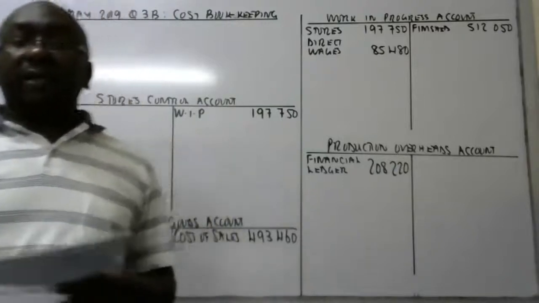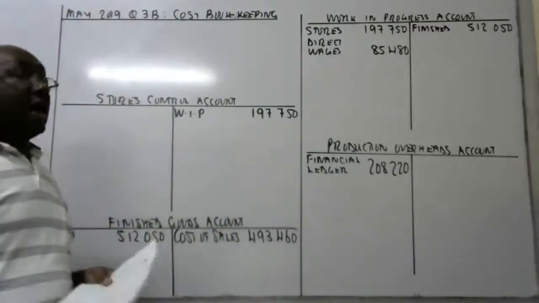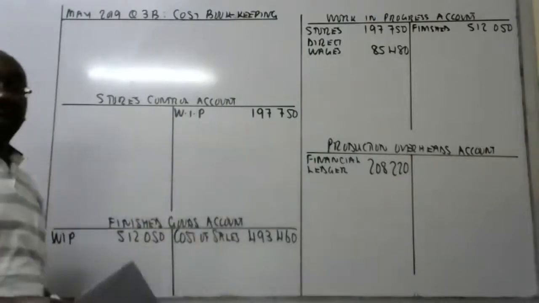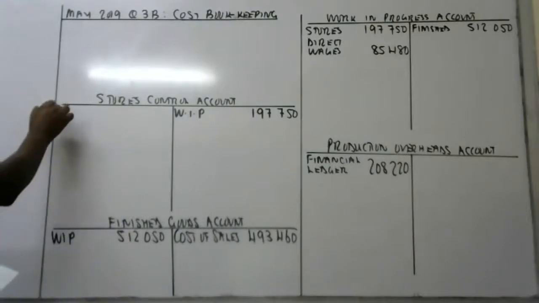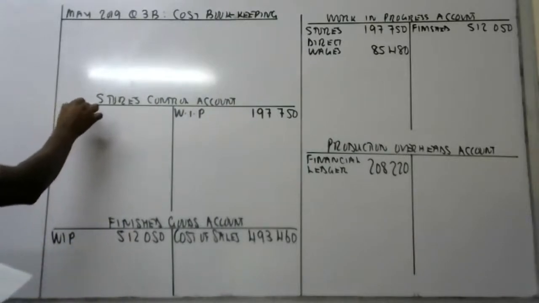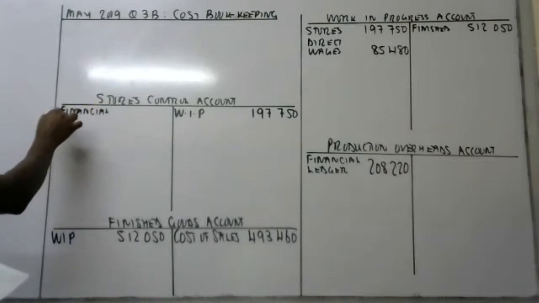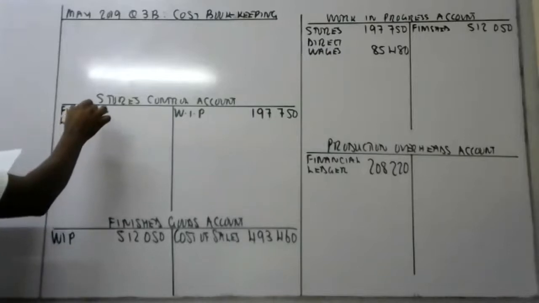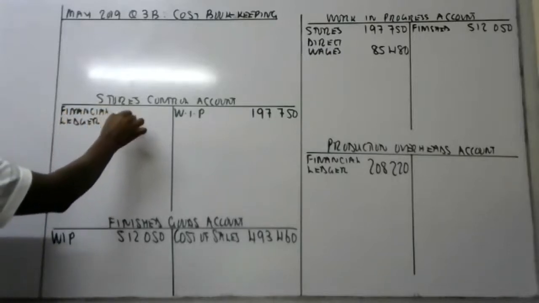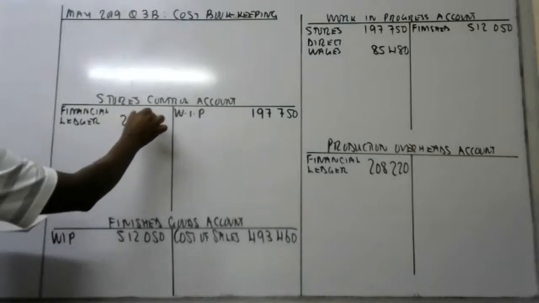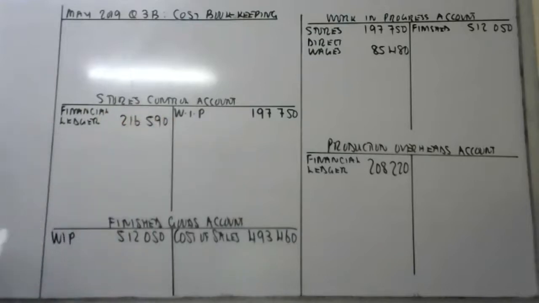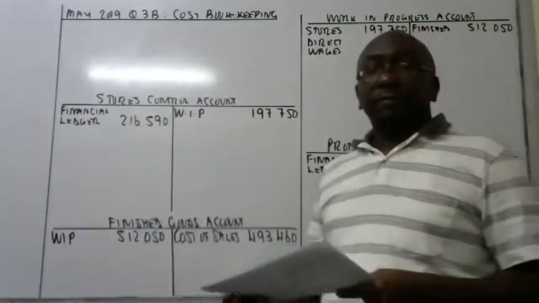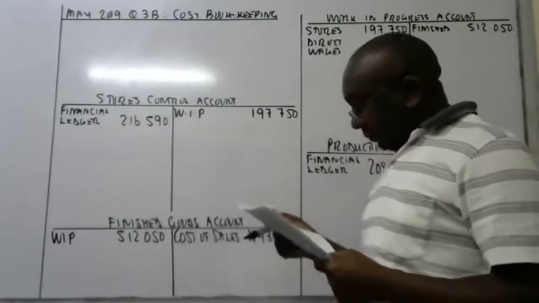Direct materials purchases. When we buy materials, we debit stores and credit the finance ledger. So because of the financial ledger, we have to debit here with an amount of 216,590.